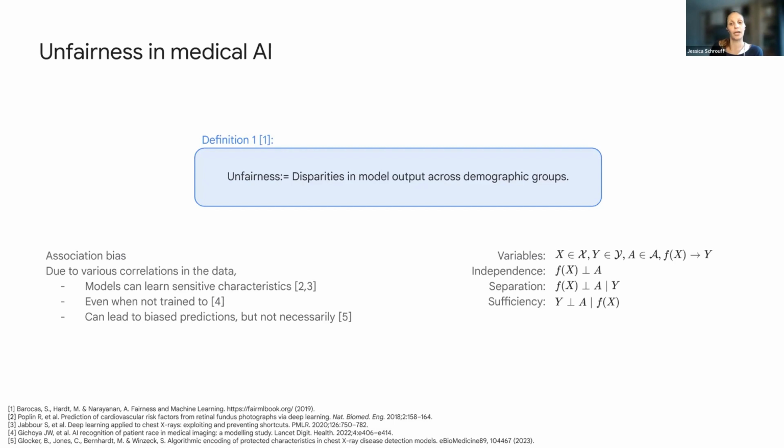And then you also have sufficiency, where you want to make sure, in this case, that your label is independent of your attribute given your prediction. So this is especially useful when you're predicting risks.